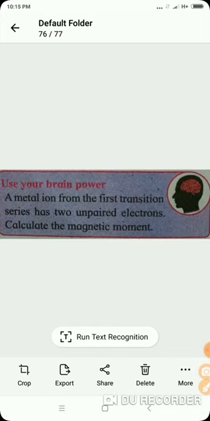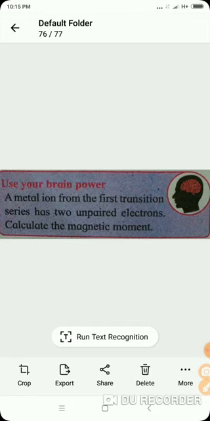So now the next question, use your brain power. Here we have to use our brain power, and the question is: a metal ion from the first transition series has 2 unpaired electrons. Calculate the magnetic moment. We know the spin only formula. We also know that when one unpaired electron is present, its magnetic moment is 1.73 BM.